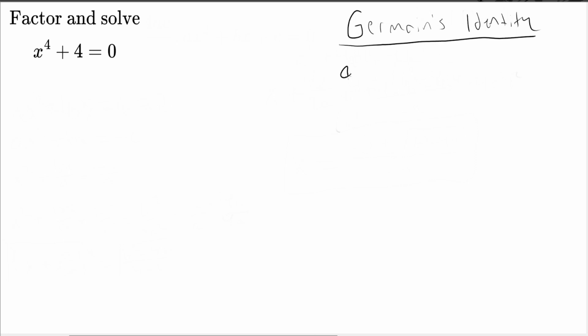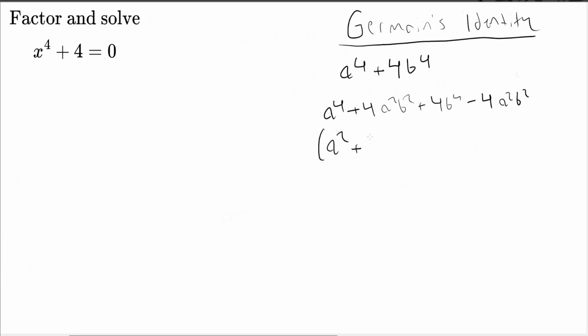So we start with a to the fourth plus 4b to the fourth. And now what we're going to do is add 4a squared b squared plus 4b to the fourth, and subtract this, so these cancel out. And now we can write this as a squared plus 2b squared, squared, minus 2ab squared.